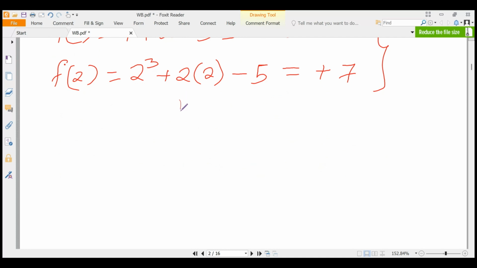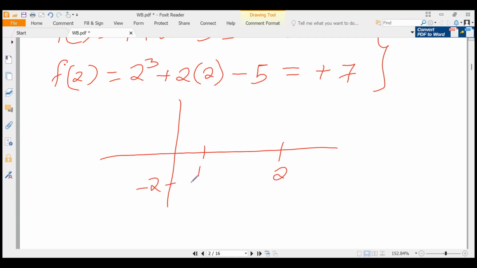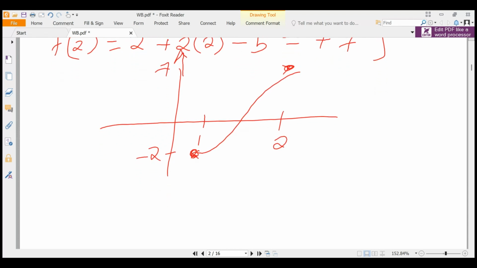That is, if you consider the graph between these two values of x, x equals 1 and x equals 2, the value of the function at 1 is minus 2, and the value of the function at x equals 2 is some positive value, 7. So if you consider the curve from this point to this point, you'll note that it must cross the x-axis in this interval.